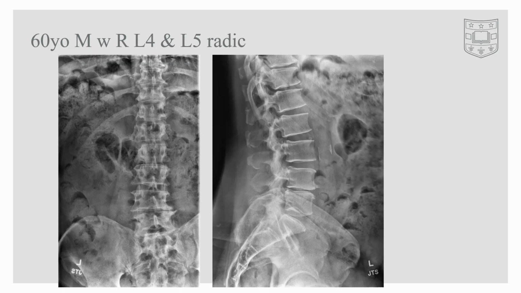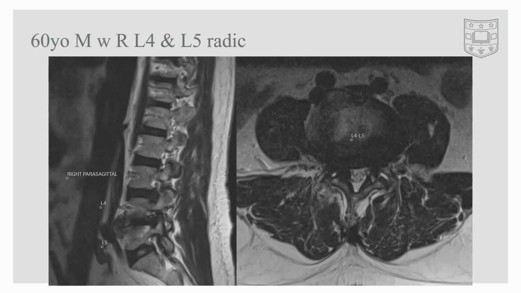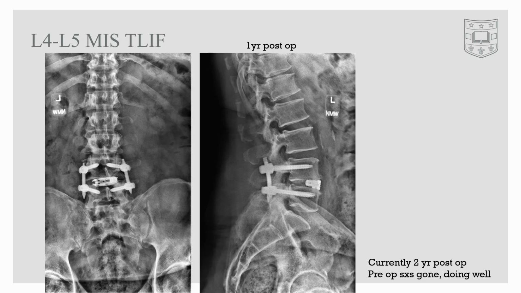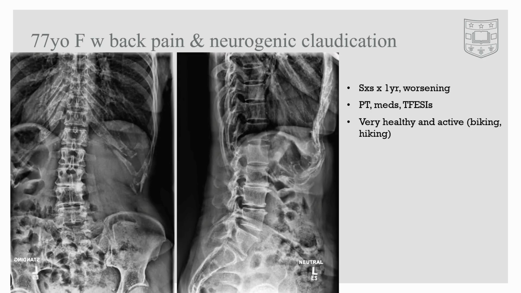These are just a couple cases from my first 6 months of practice. This was a 60-year-old male with right L4 and L5 radiculopathy, L4-5 disc collapse, and asymmetric collapse on the AP there. Has severe right foraminal and lateral recess stenosis corresponding with his symptoms. I did an MIS TLIF on this patient. He's currently 2 years post-op, and his pre-op symptoms are gone, and he's doing well.